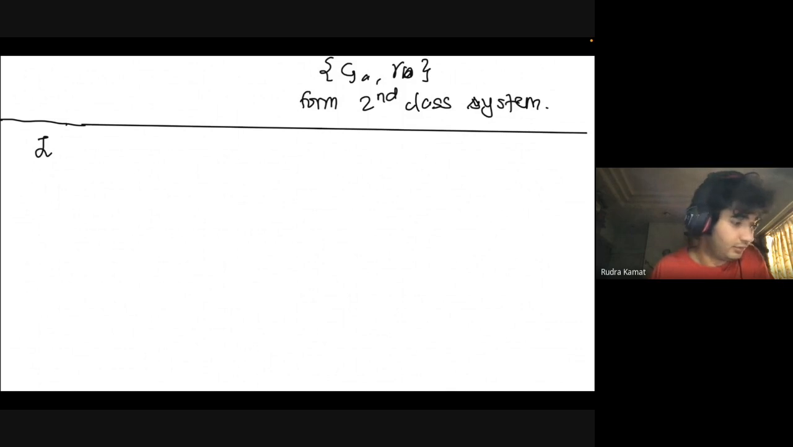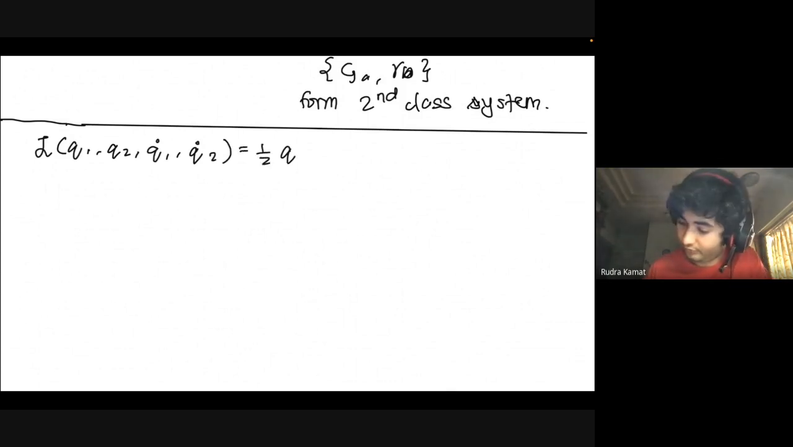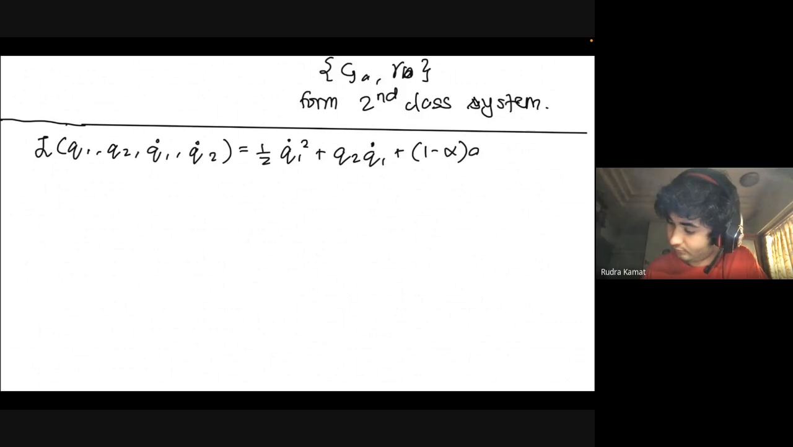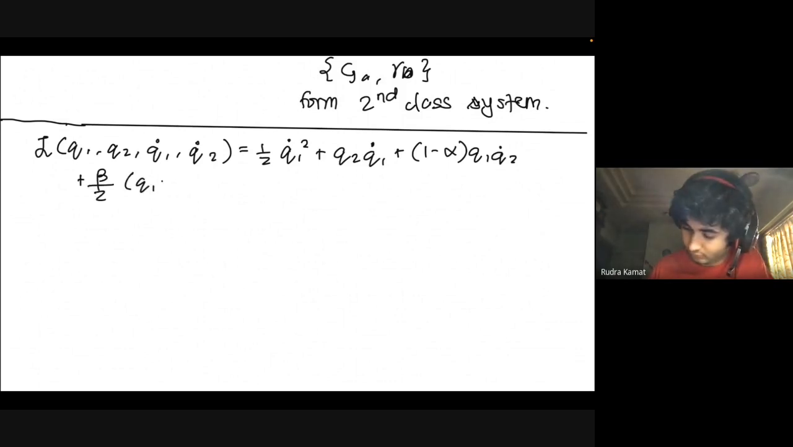So consider the Lagrangian function of q1, q2. So it basically has these two canonical variables, q1 and q2. So it's 1/2 q1 dot squared plus q2 q1 dot (1 minus alpha) q1 q2 dot plus beta over 2 (q1 minus q2) squared.